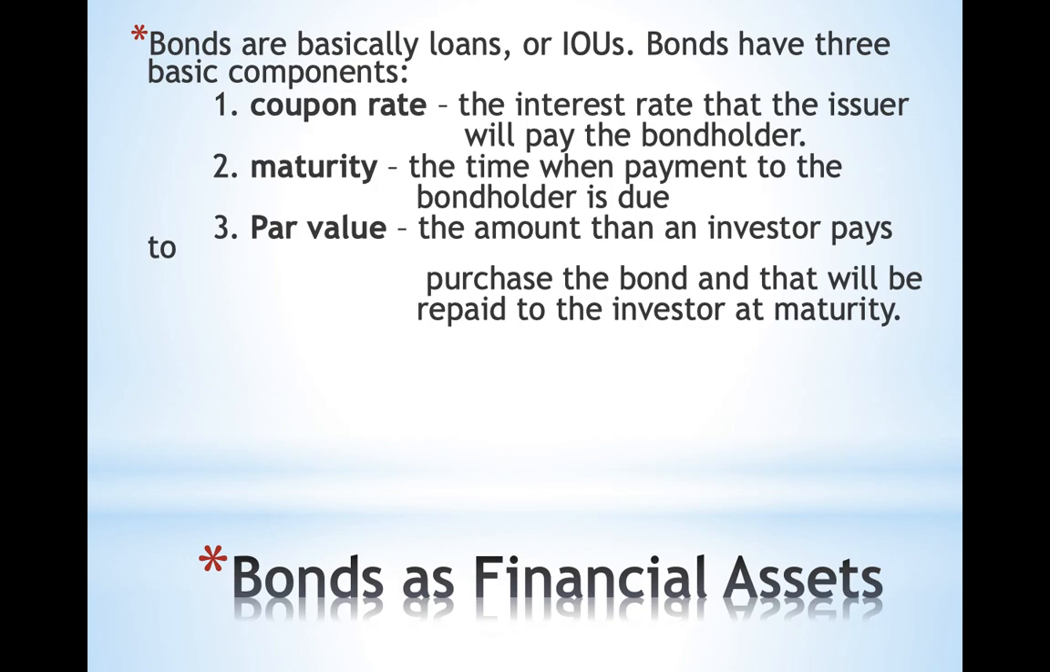Starting at the bottom, it says the par value: the amount that an investor pays to purchase the bond, and that will be repaid to the investor at maturity. So if you want to purchase a bond and it's $100, the par value of that bond is $100. And if it says that the par value will be reached in 5 years, that's what the maturity is. So you would say the par value of $100 for a savings bond will reach maturity in 5 years.